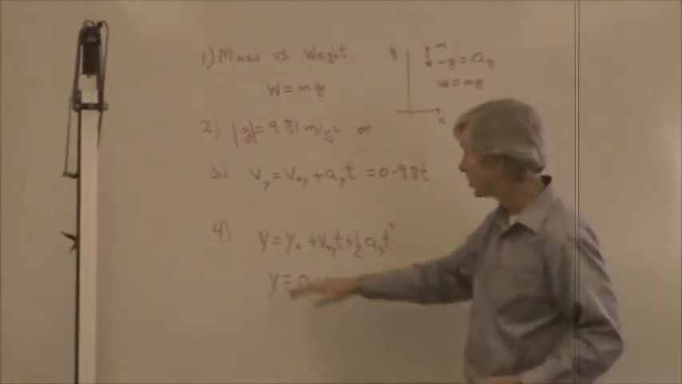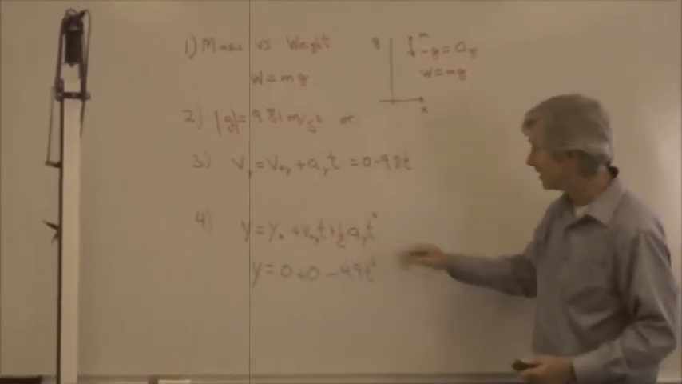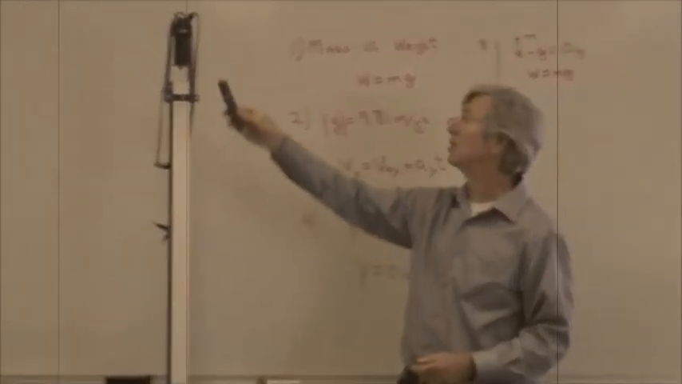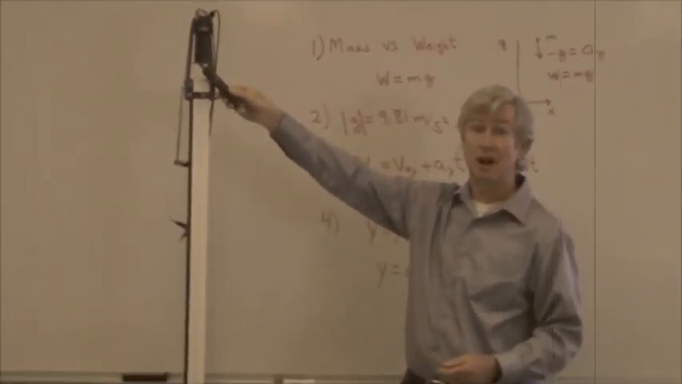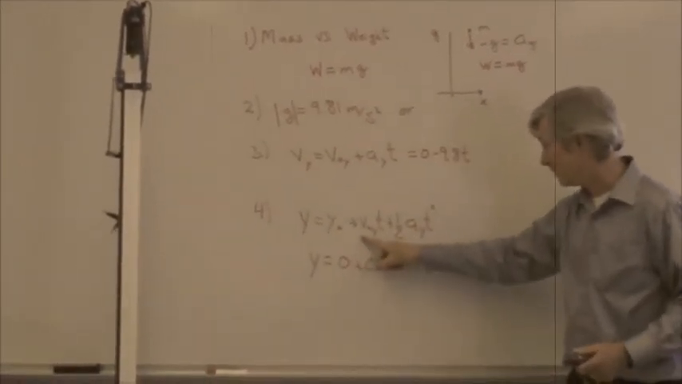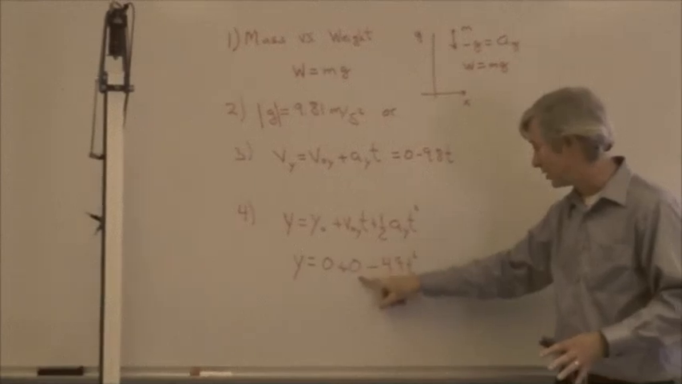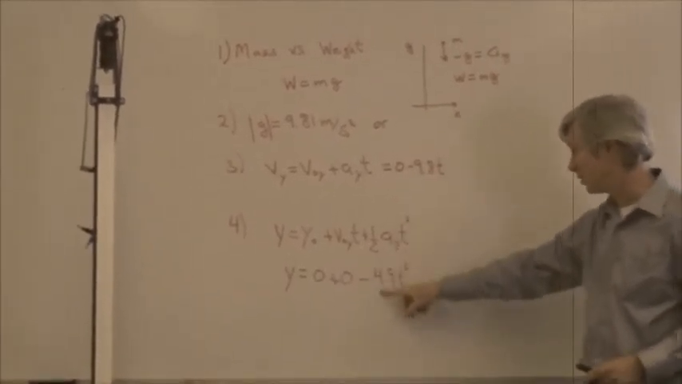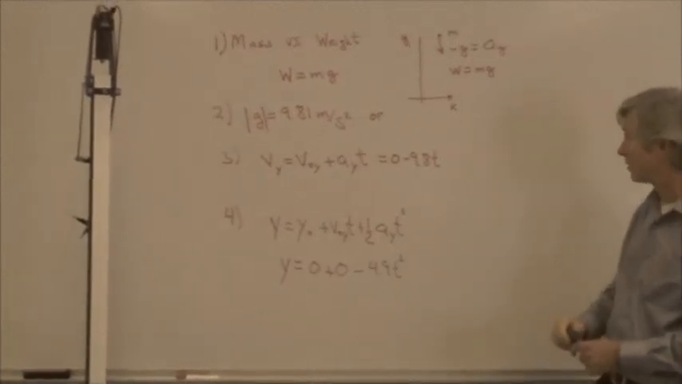How does the distance change? Recall from kinematics, the distance changes in a parabolic fashion. I will set my coordinate origin to be at 0 at the top where the electromagnet is. So y0 is 0, v0y, the initial velocity, is 0. The y position is negative 9.8 divided by 2, which is negative 4.9 t squared.